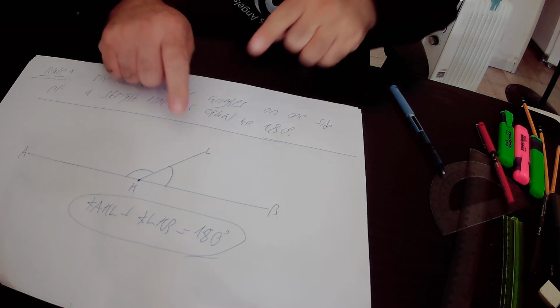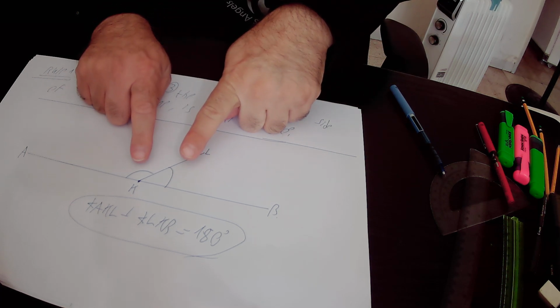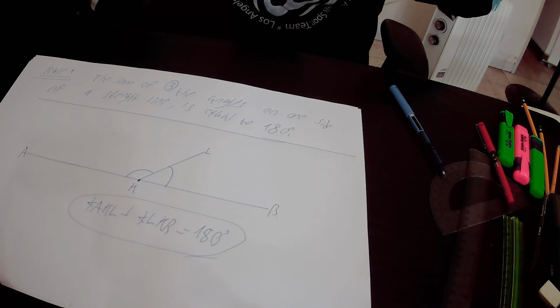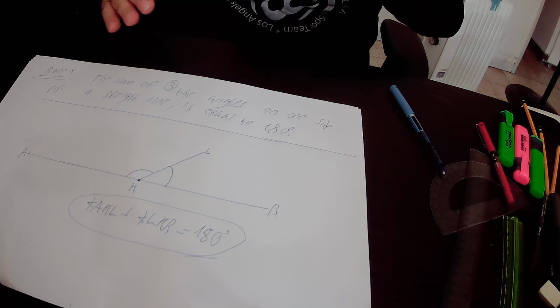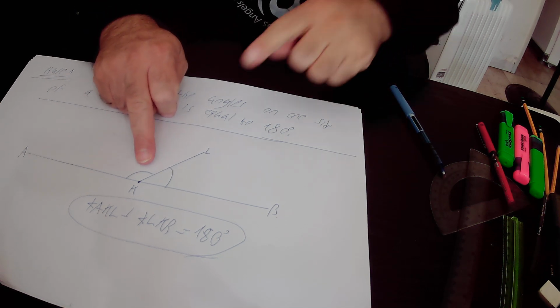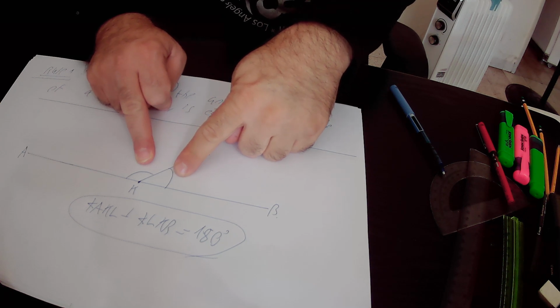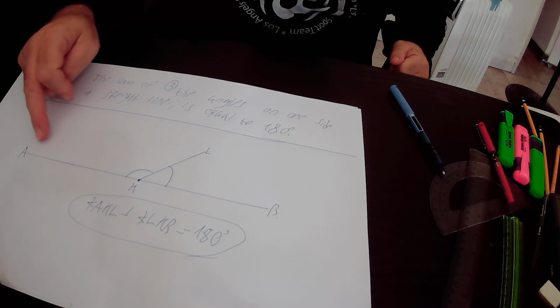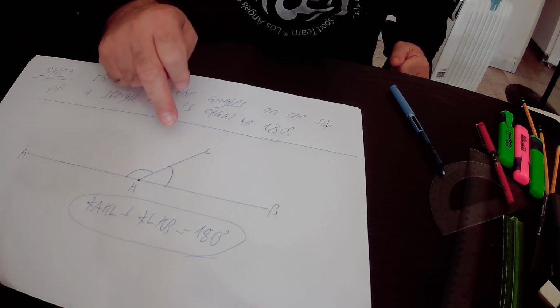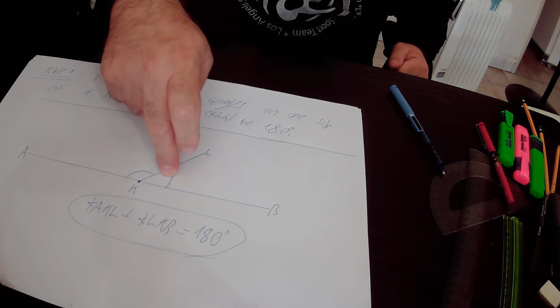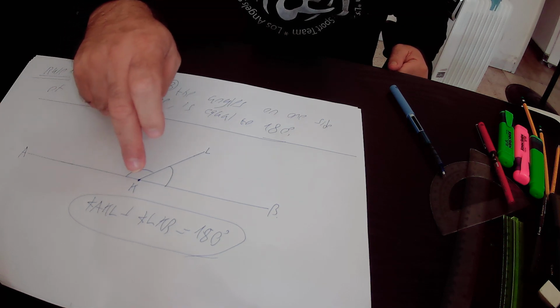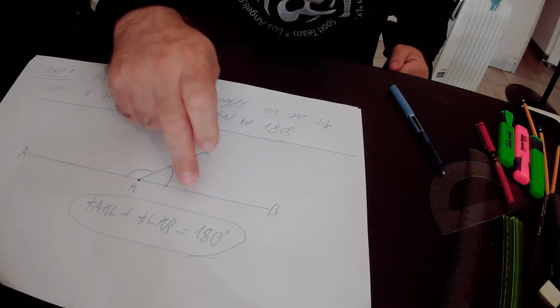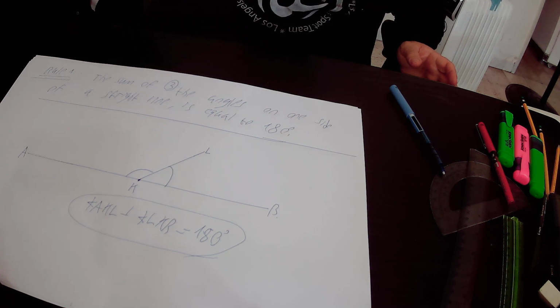So if we choose the upper side of the straight line AB at point K, the sum of the angles must be equal to 180 degrees according to this rule, rule number 1. That is to say, the sum of those two angles must be equal to 180 degrees. This angle is angle AKL, plus this angle, angle LKB. So angle AKL plus angle LKB must be equal to 180 degrees according to rule number 1.